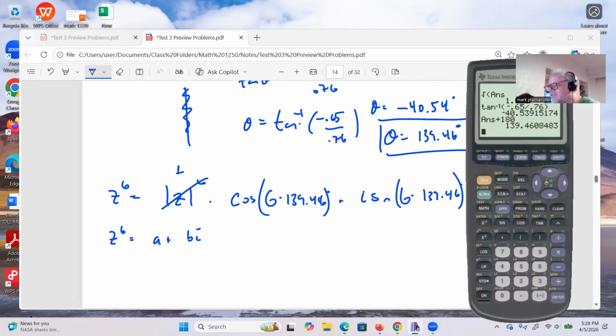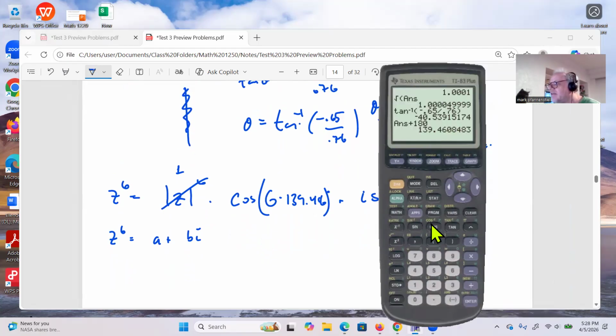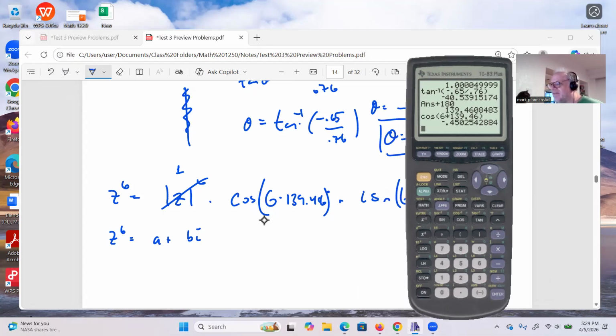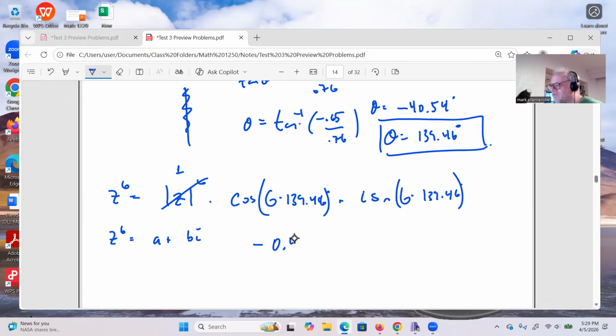So we have cosine of 6 times 139.46 degrees, and we'll hit the parentheses button. The calculator knows where this angle is supposed to be. Even the not-so-fancy calculators will know. We could multiply this out and then figure out what the actual angle is, but the calculator will do that work for us, so let's take advantage of that. I ended up with negative 0.45.